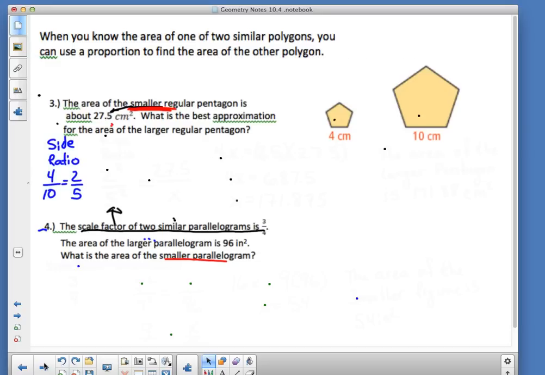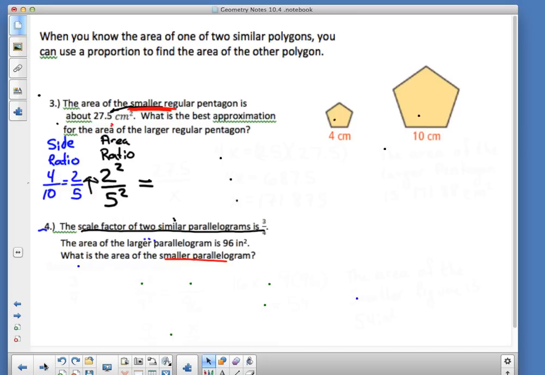Now remember, this is all set up. I have the scale factor or side ratio, perimeter ratio, and I'm going to make it an area ratio by squaring it. 2 squared to 5 squared. So I've got an area ratio. Now I have a proportion I'm setting up. And remember, 2 squared is 4 and 5 squared is 25. I just want to make sure you know where I get that 2 and the 5. I got that from the side ratio.